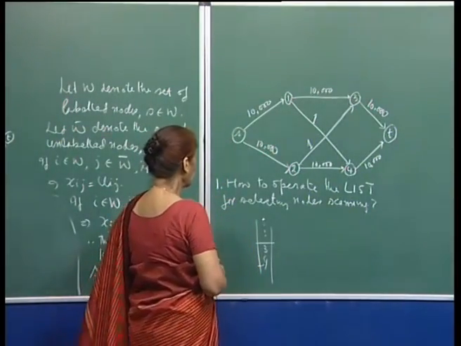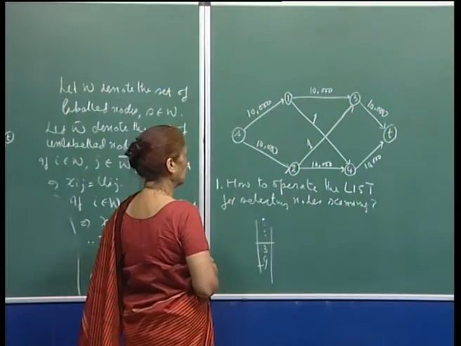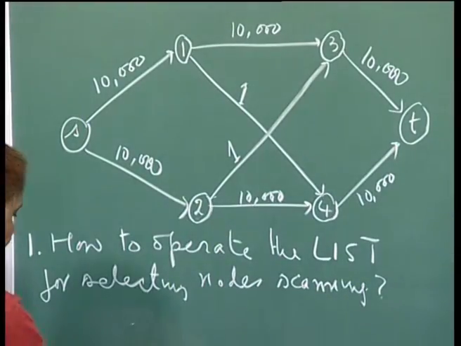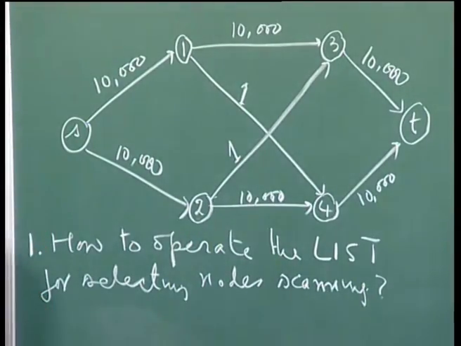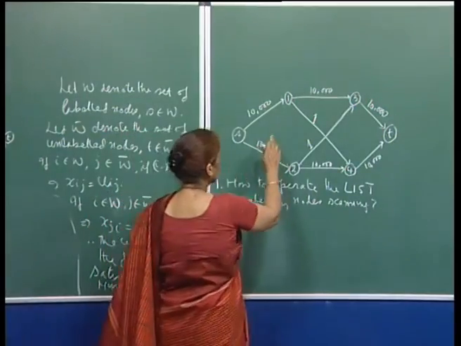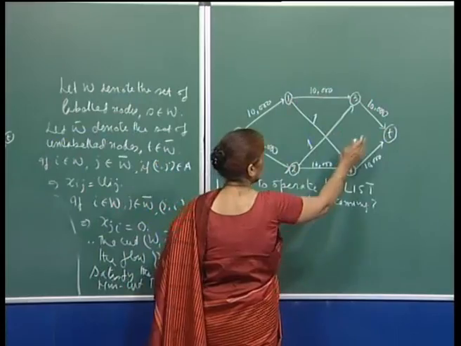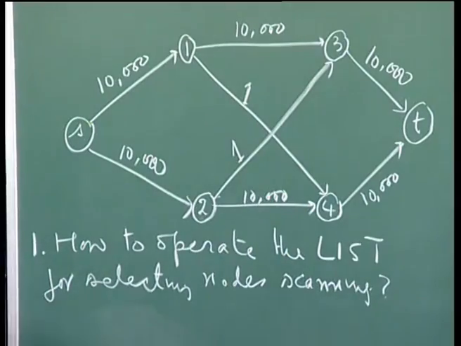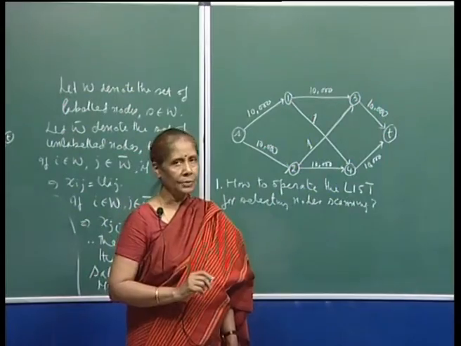So therefore, I want to show you what can happen. Say for example, a pathological case I am showing you. So what will happen here? Look at this network. Here the capacities for these 6 arcs, for each of them, is 10,000, and for arc 1, 4 and 2, 3 the capacities are only 1 unit, right?